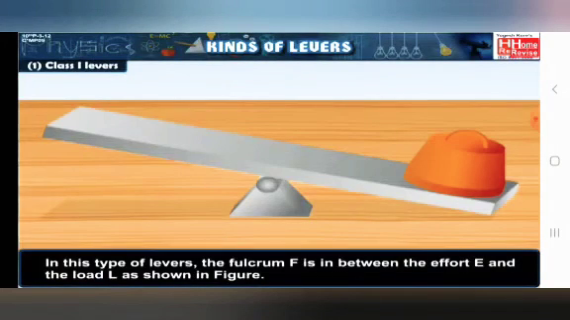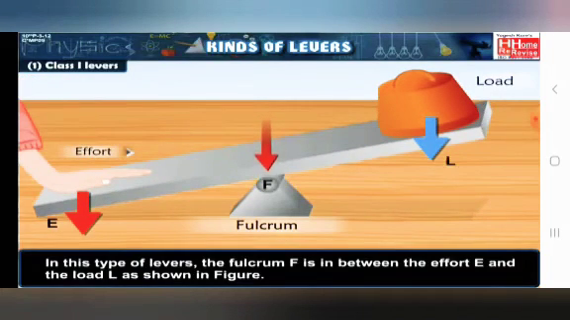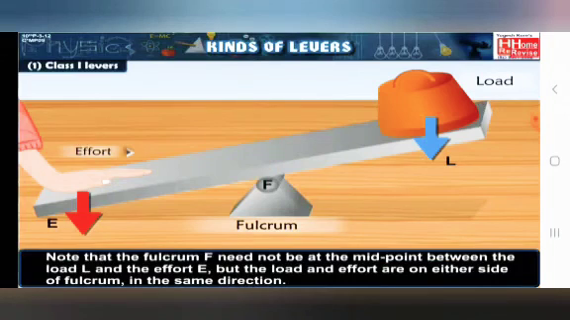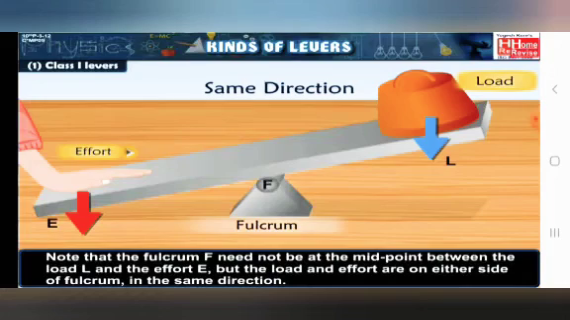1. Class first levers. In this type of levers, the fulcrum F is in between the effort E and the load L, as shown in figure. Note that the fulcrum F need not be at the midpoint between the load L and the effort E, but the load and effort are on either side of the fulcrum in the same direction.